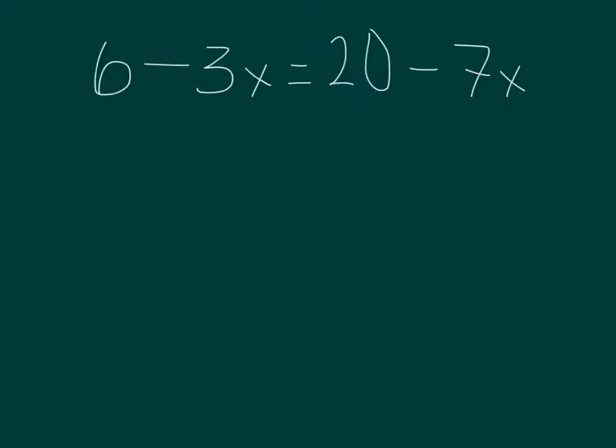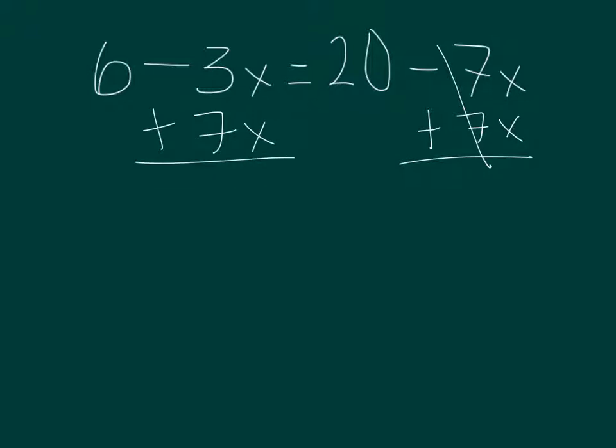What's the opposite of subtracting 7x? Well, that's adding 7x. I'm going to do that to each side. I have negative 3x plus 7x. Negative 3 plus 7, I have a negative and a positive, so I'm going to subtract. 7 minus 3 is 4x. And we knew that it's positive because there are more positive 7s than negative 3s.